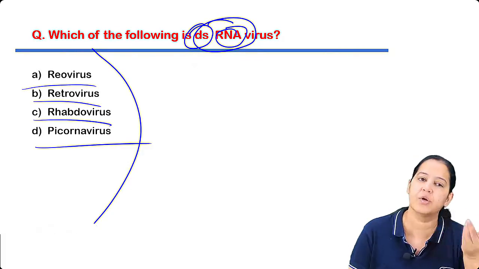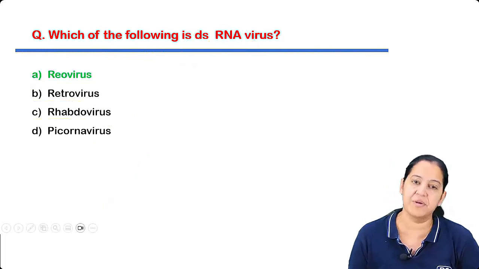So what is the answer? Here also the answer is Reo. The answer is A. And also you have to learn that. You have to learn that.